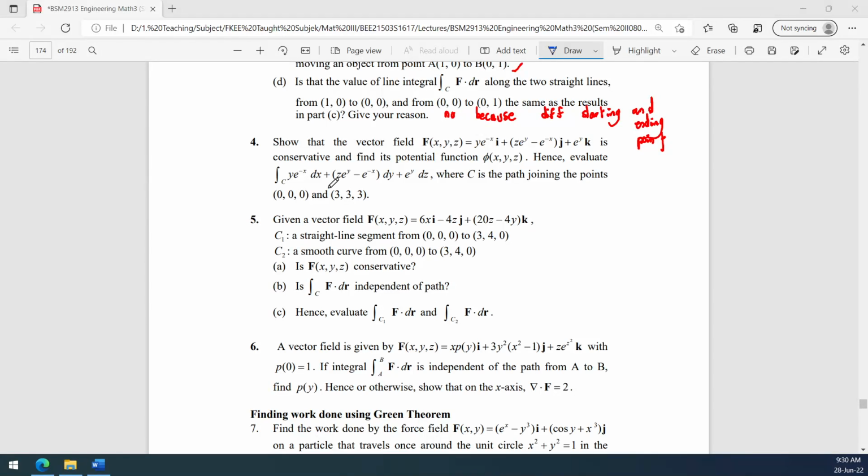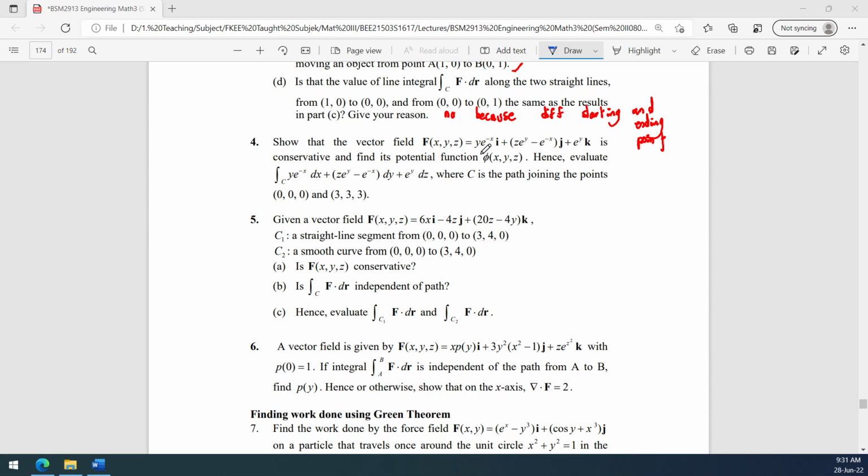We look at question 4. Show that the vector field F(x,y,z) = y e^(-x) i + (z e^y - e^(-x)) j + e^y k is conservative, and find its potential function phi(x,y,z).